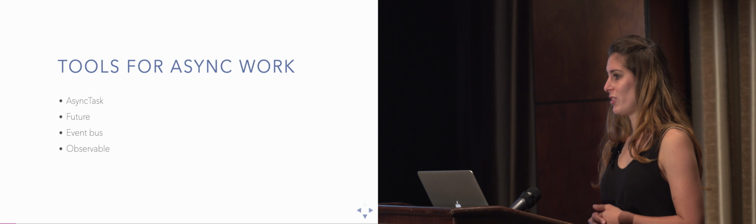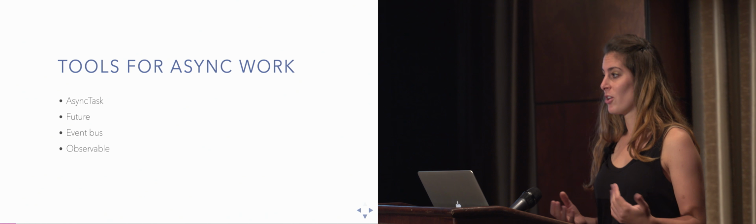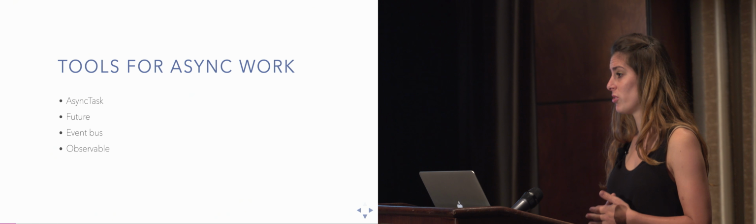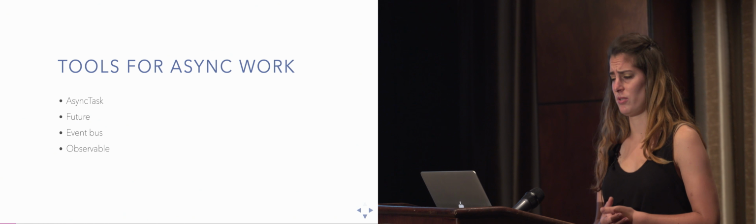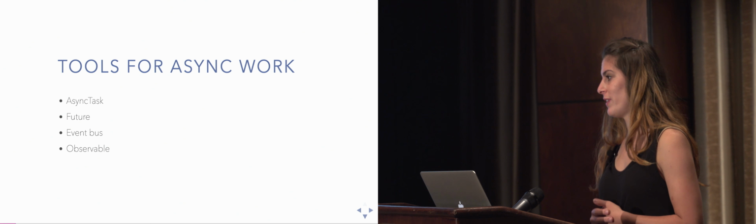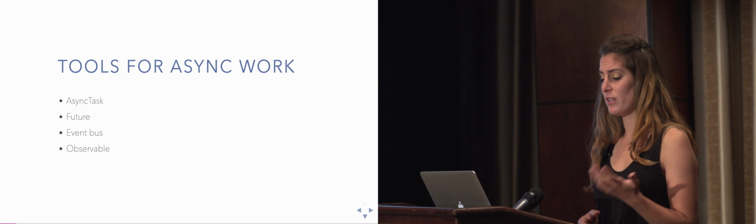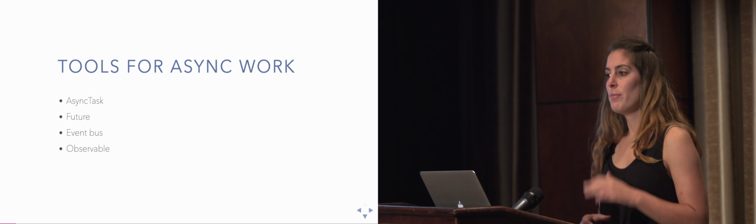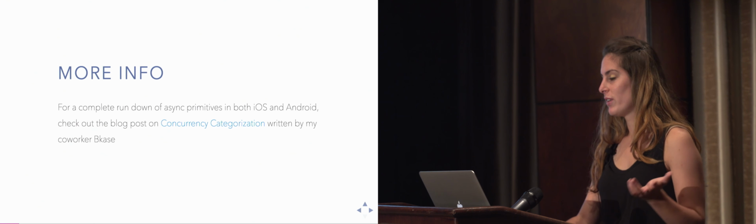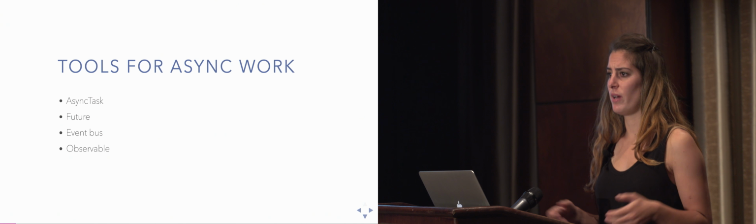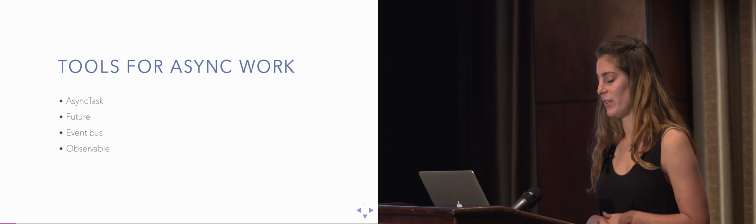As to the second point, there are a lot of tools for you to use. This is by no means a comprehensive listing. It barely scratches the surface of all the different things you could use to address asynchronous concerns on Android, but there's some of the most popular ones. I'm sure a lot of you have heard of async task and probably use it, but there's also futures, event buses, and of course observables, which we're going to talk about today. Because this isn't comprehensive, I've linked to a more info blog if you want to go check that out after the talk. It goes through everything on Swift and Android, or almost everything.